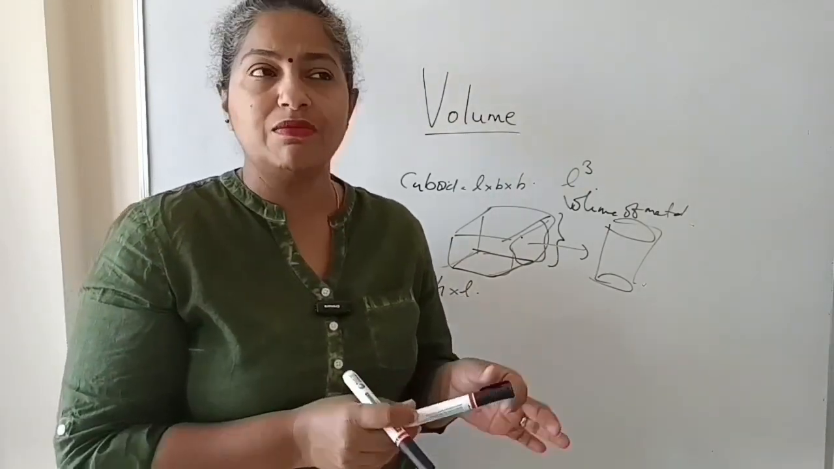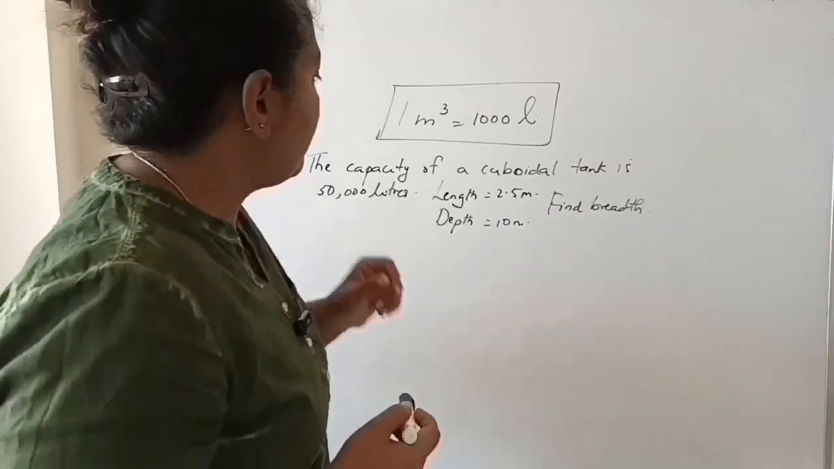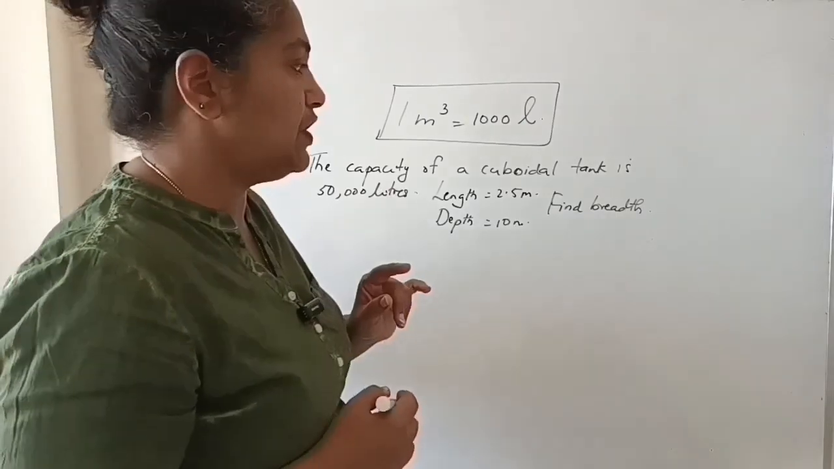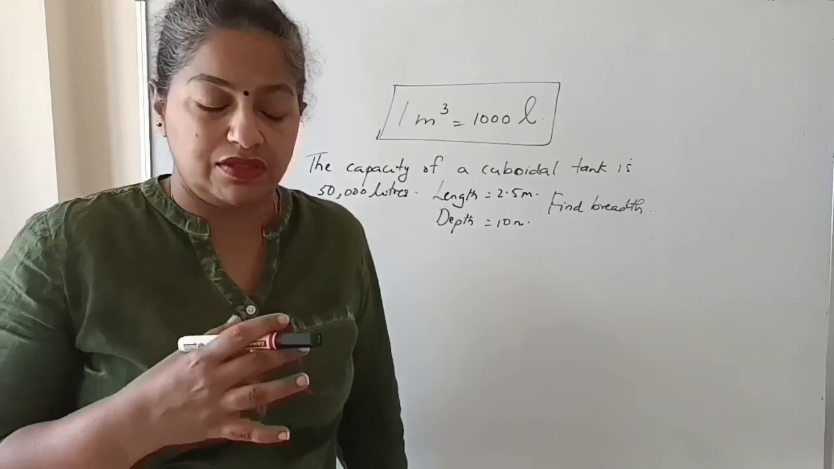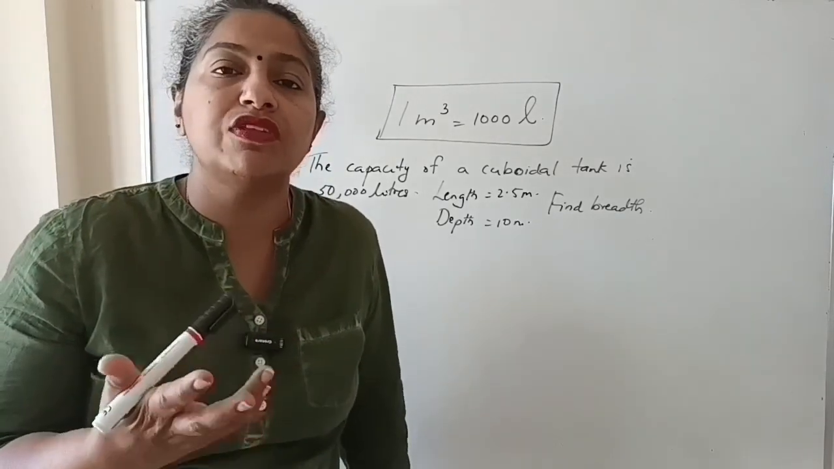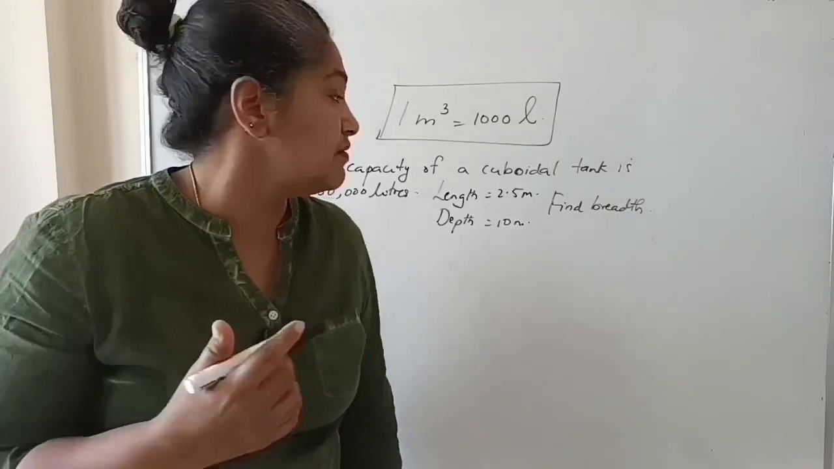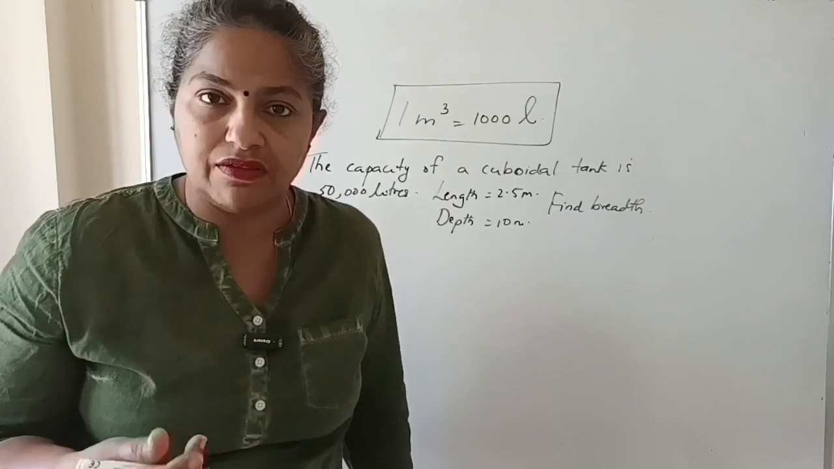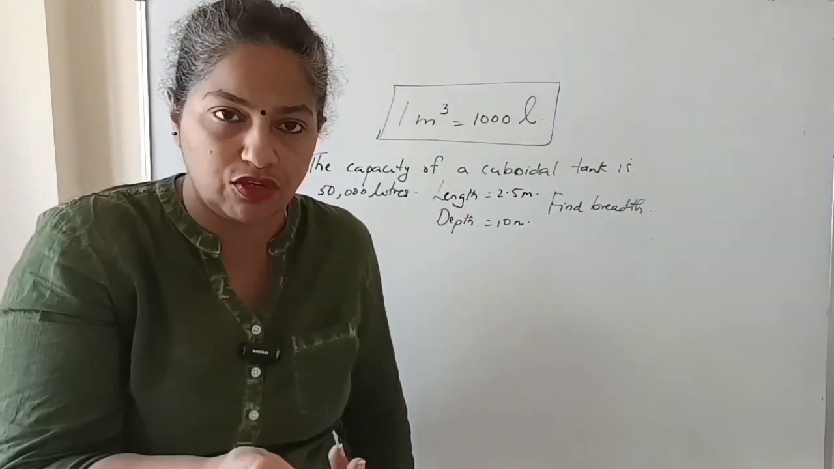Now let us do a few basic sums and then a few more complicated sums on the volume of a cube and a cuboid. The capacity of a cuboidal tank is 50,000 liters. Length and depth are given to you. You have to find the breadth. Now, as in any sum we are doing with respect to surface area and volume, I always told you please check the units. In this case, the capacity is given in liters, but the length and the depth are given in meters. So we need to convert the capacity into centimeter cube or meter cube.